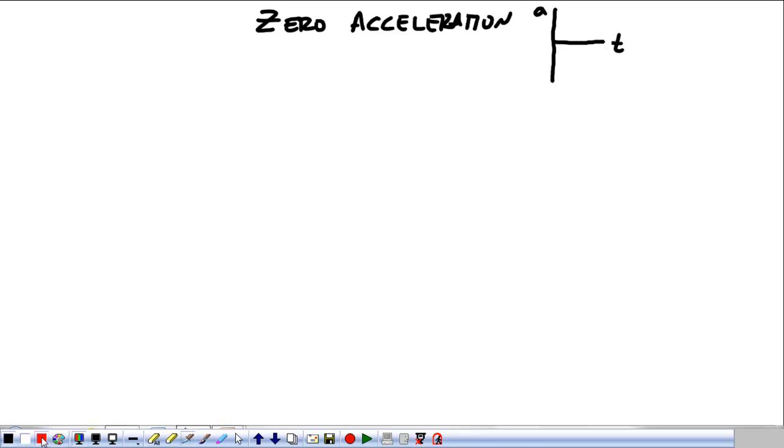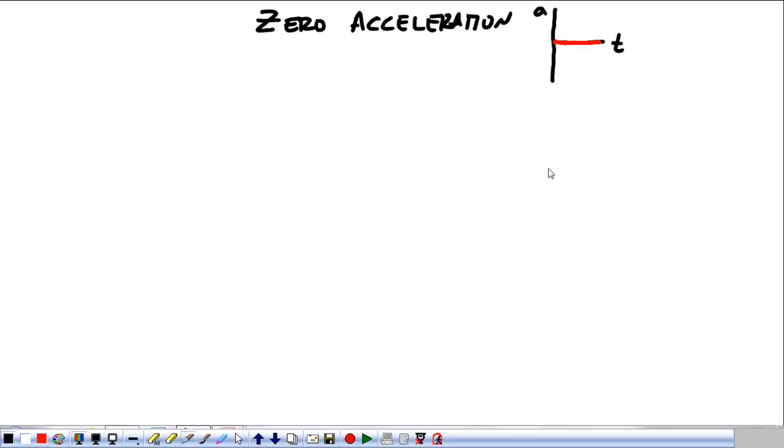All right, so we're going to look specifically at motion graphs and recognizing patterns in shapes. The first thing that we're going to look at is zero acceleration. A zero acceleration graph, acceleration versus time, looks like that.